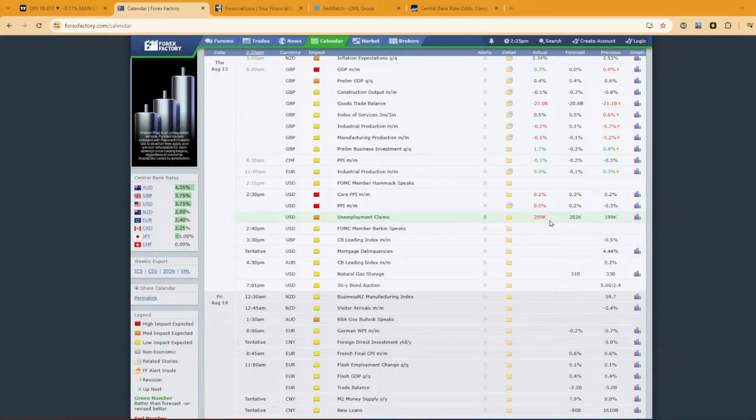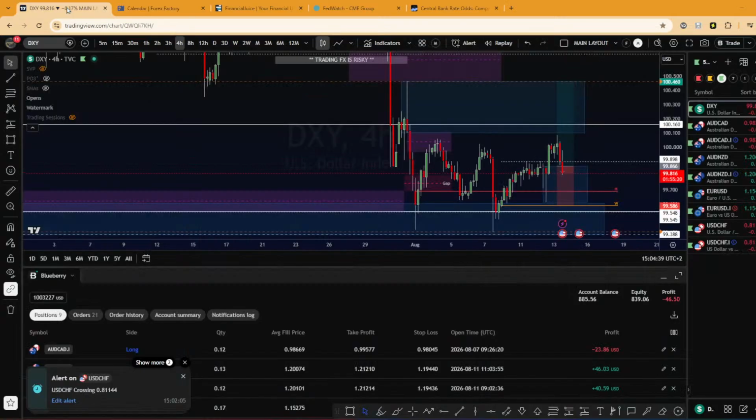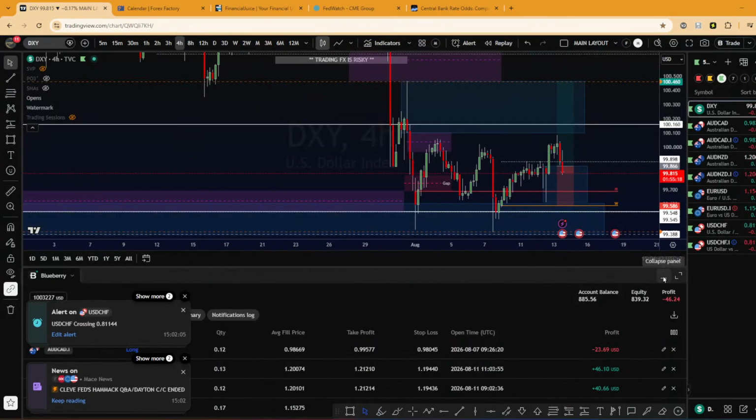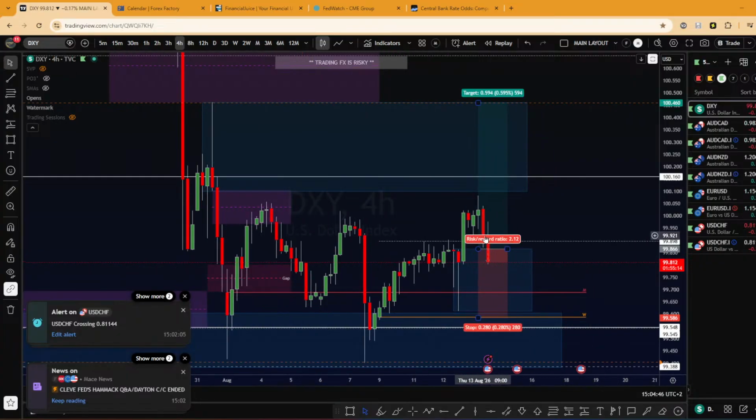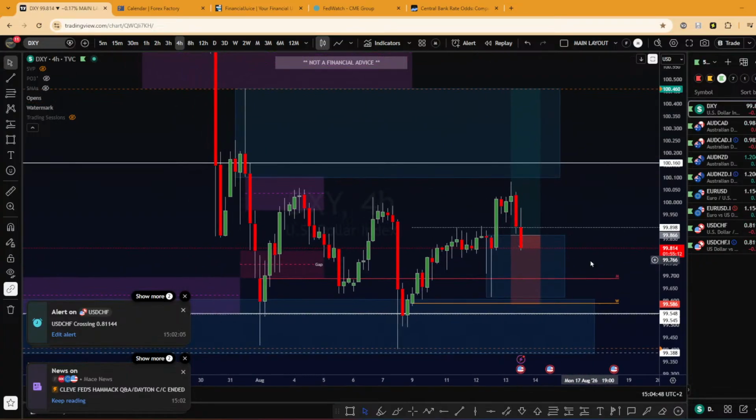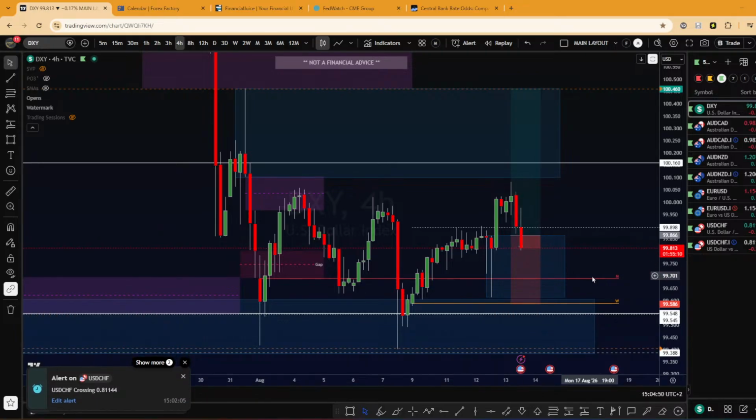Unemployment claims also come out very weak. So we had more than expected, which should be a little bit bearish on the dollar. So that's pretty much what we are looking at right now. A little bit of weakness on the dollar.